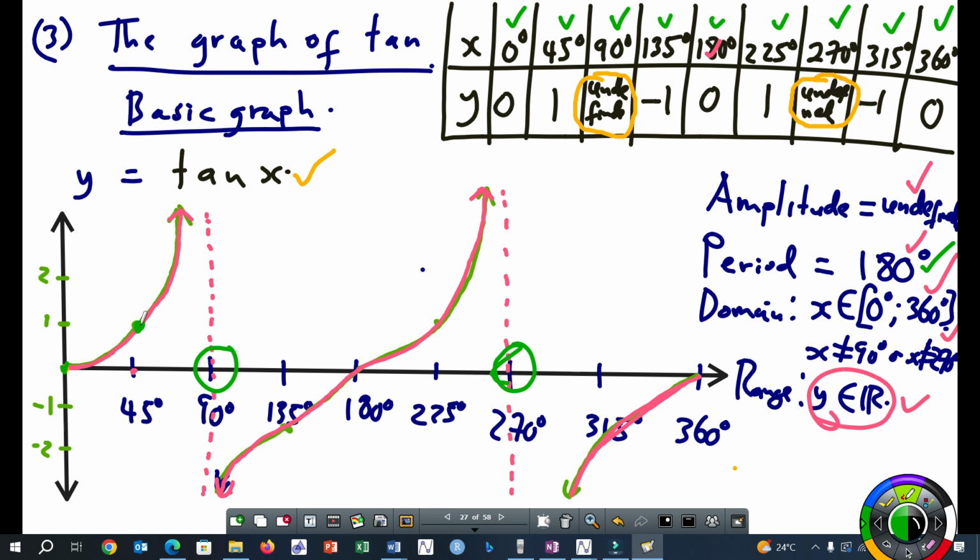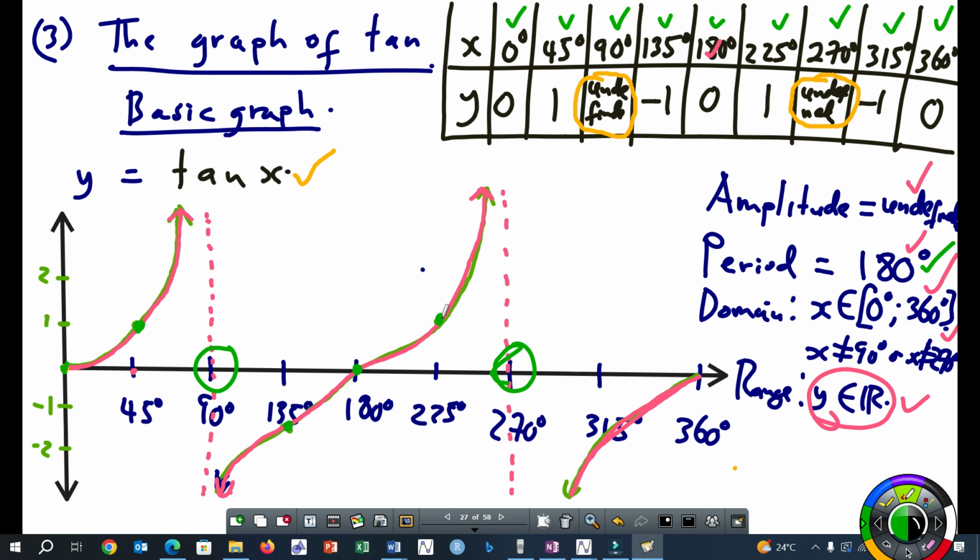Also, after 90, we have got 135. At 135, y is minus 1. Then at 180, y is 0. And then at 225, y is 1. Now here you have to draw a full tan curve between 90 and 270. So we start from the bottom, then you go nicely past 135, then 180, then 225, then it goes up. But it will not touch the asymptote. You have to use free hand to do that.